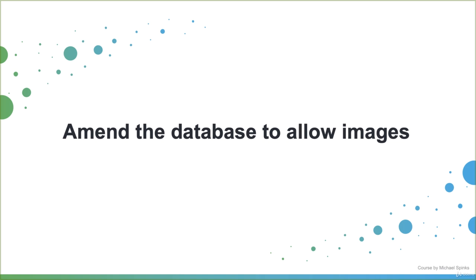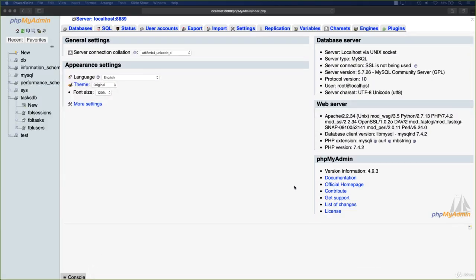In this video, we'll create the new database table called TBL images. This will store the image attributes as well as associating the image against the task, as a task could contain more than one image. So I've already got MAMP running and I've opened up phpMyAdmin. And the first thing we need to do is to create the TBL images table.